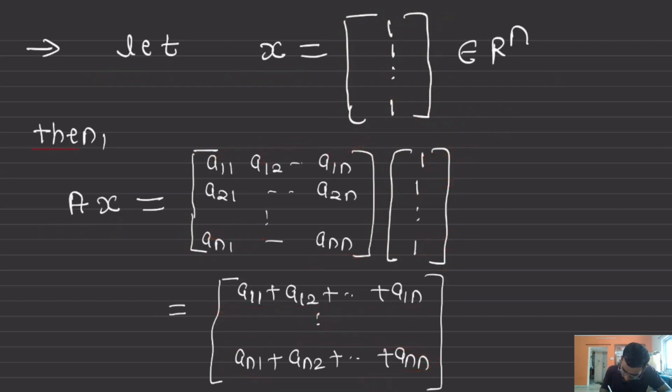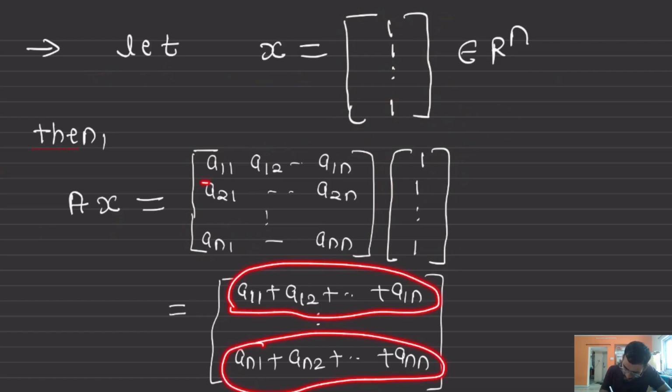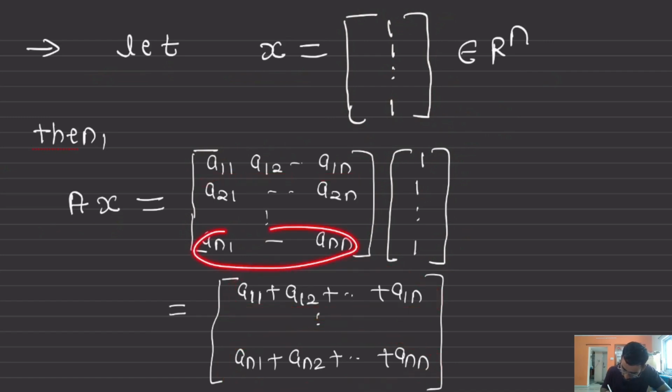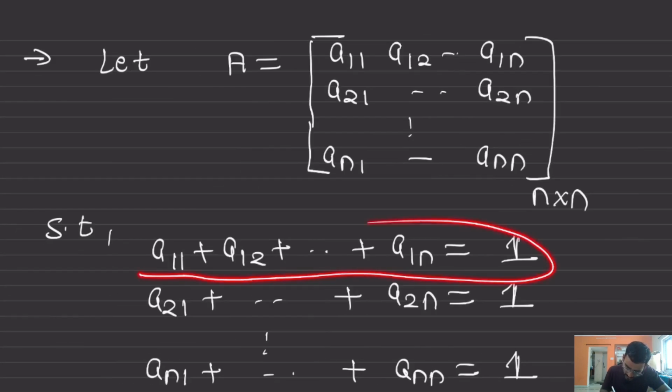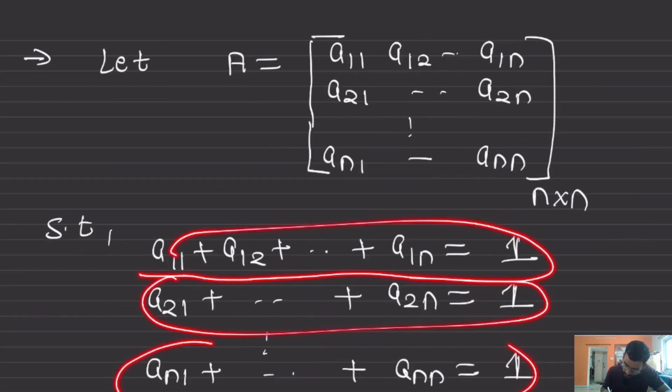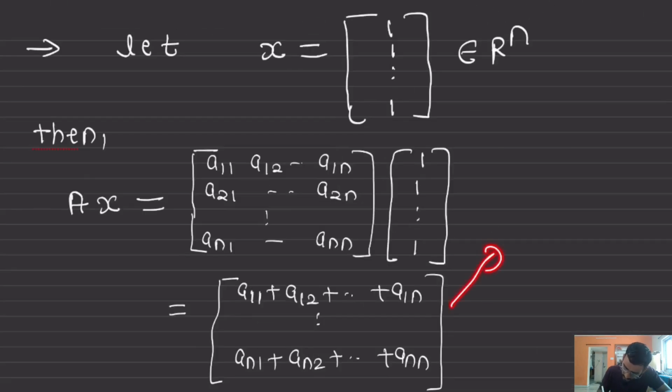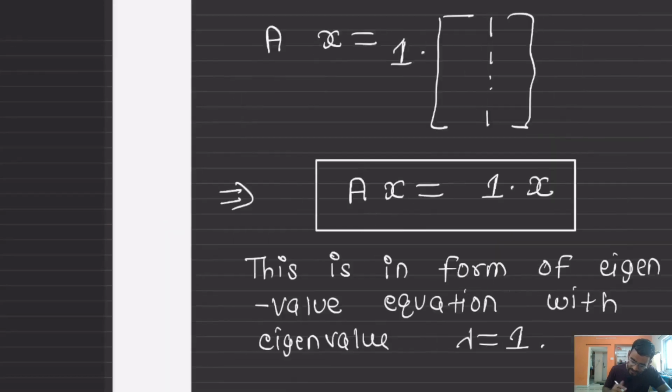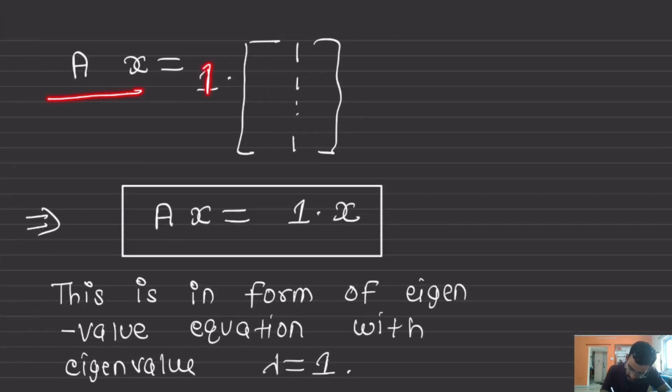Okay, but we know this is nothing but the sum of each row of the matrix A. That is a11, a12, up to a1n, the sum of the first row of A. This is the sum of the last row of A. We have already seen that the sum of each row is 1, which means this is nothing but a vector of each element 1, an n dimension vector. So we'll get Ax is equal to this one into this one vector. Okay, this is an n dimension vector.